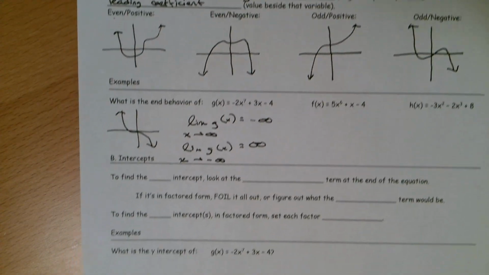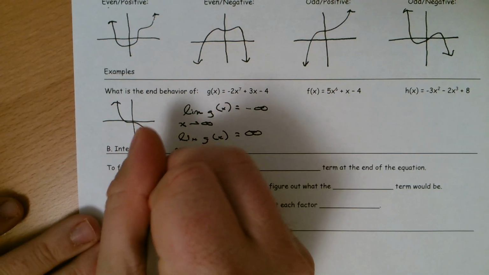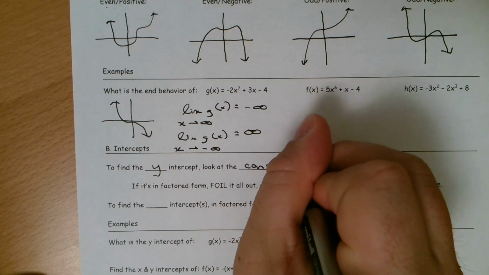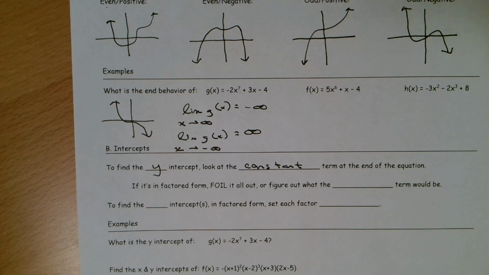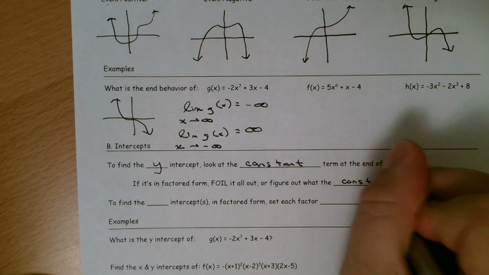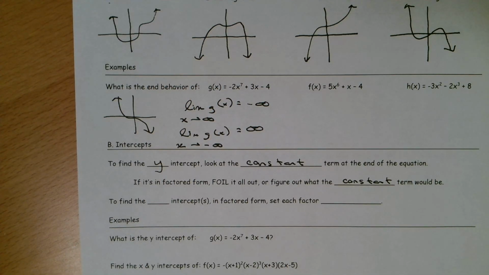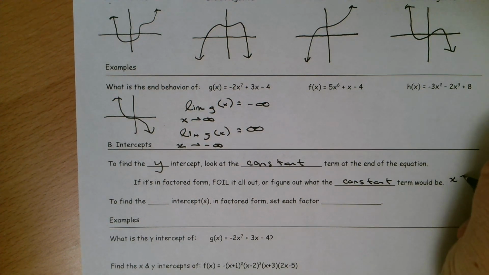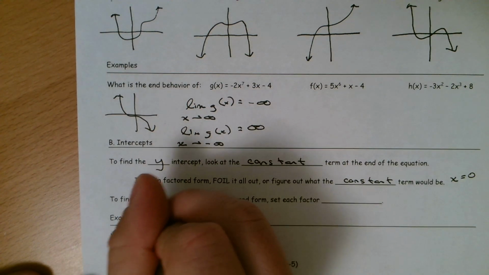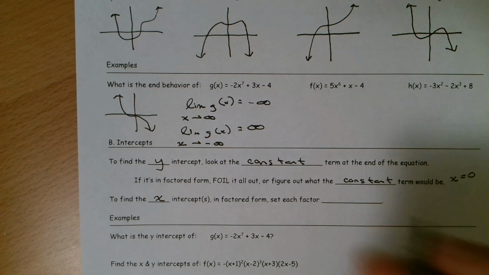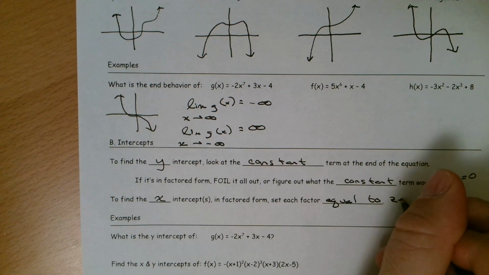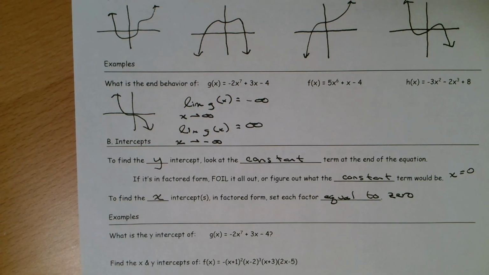Okay, now let's talk a little bit about intercepts. So to find the y-intercept of a polynomial, it's as easy as looking at the constant term at the end of the equation. If it's in factored form, you can either FOIL it out, or you can just figure out what the constant term would be. And you do that by setting x equal to 0. If it's a y-intercept, its x coordinate is 0. So to find the x-intercept in factored form, set each factor equal to 0. Essentially applying the zero product property.